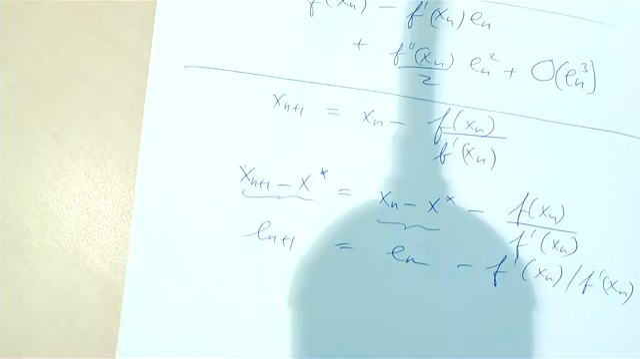Okay, and what happened to this one? What happened to E_n? It goes to 0, right? Because E_n is just x_n minus x star, so as x_n goes to x star, this one goes to 0, and so that is the theorem, right? So the statement of the theorem is the limit of this one equals 1/2 f double prime x star over f prime x star. Okay? So that is the theorem.